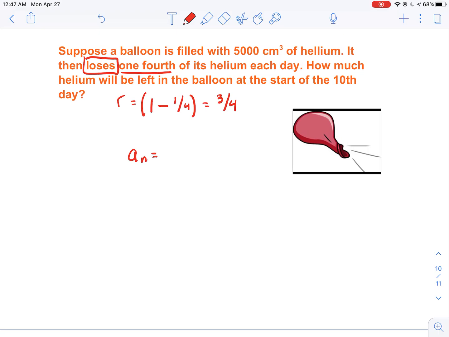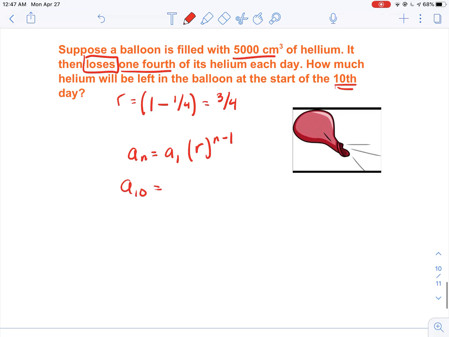Okay, so let's fill in the rest. So a sub n, since this is geometric, is equal to a sub 1 times r to the n minus 1. So I'm looking for the 10th day. My initial value is 5,000. My common ratio is 3/4, because I'm losing. n is 10 minus 1.